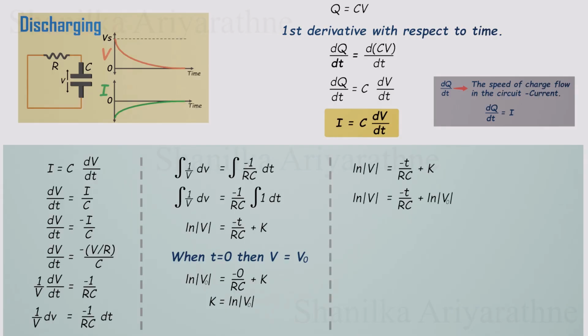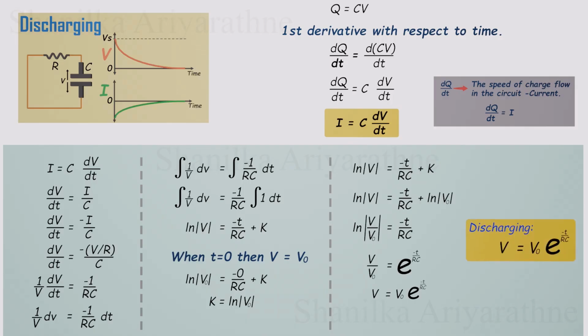Now, let's plug that value of K back into the equation and simplify. We can use the logarithm rules here to clean it up even more. Then, by taking the inverse of the natural log, we finally get the complete equation. This is the formula that shows how a capacitor discharges over time. The voltage doesn't drop in a straight line. It falls gradually along a smooth exponential curve.